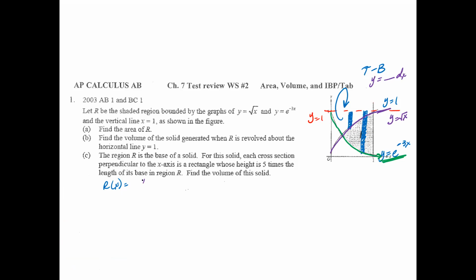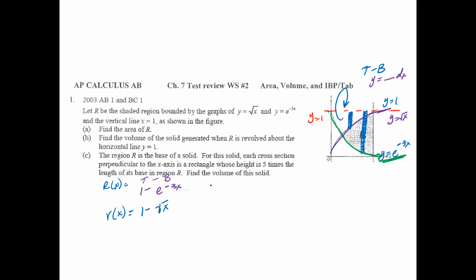So r of x is top minus bottom. With this big rectangle here, or the radius, you have the top, which is 1, so 1 minus the bottom, which is e to the negative 3x. And then you want to look for the smaller r of x, which is a smaller radius, and it's a top, which is 1, minus the bottom, which is this purple line, square root of x.